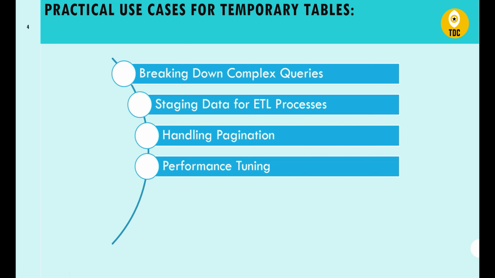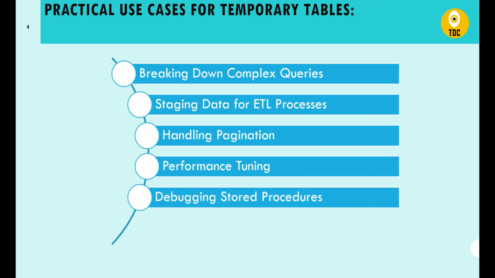And you can also use it in performance tuning, which is very important. Temporary tables are one of the key features that can be used to improve query performance by pre-computing the results, right? So basically, instead of repeatedly joining large tables, you can store the result in a temporary table, which can lead to performance optimization, right?